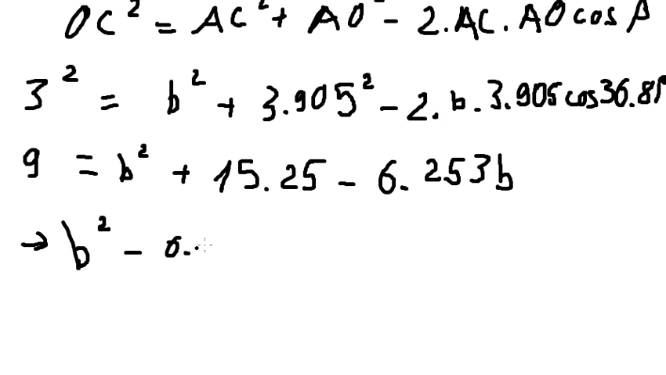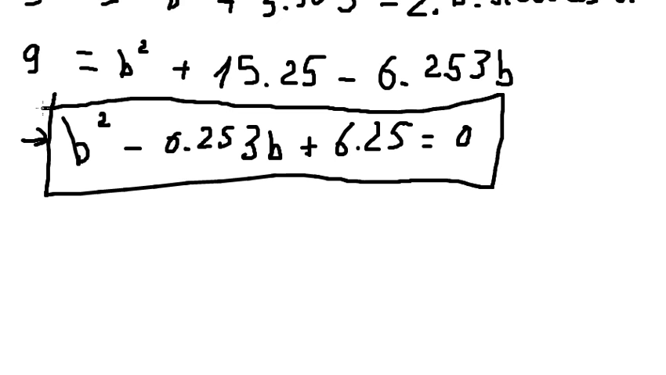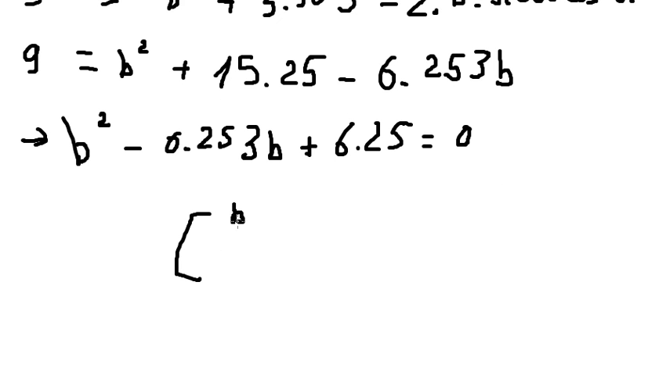minus 6.253b plus 6.25 equals 0. And now we need to find the solutions of this equation. So we have b equals 5.004, and the second one, b equals 1.249.